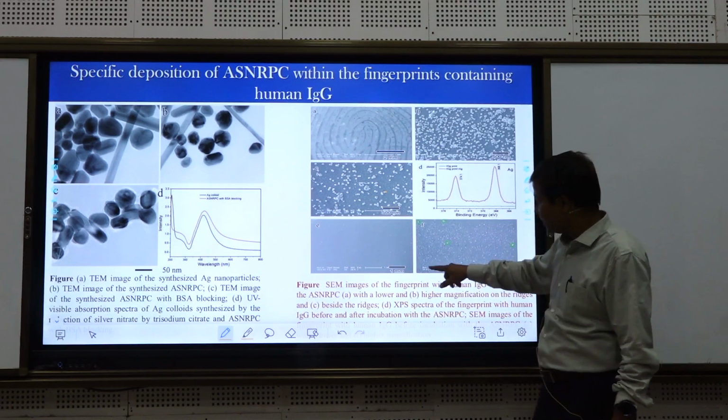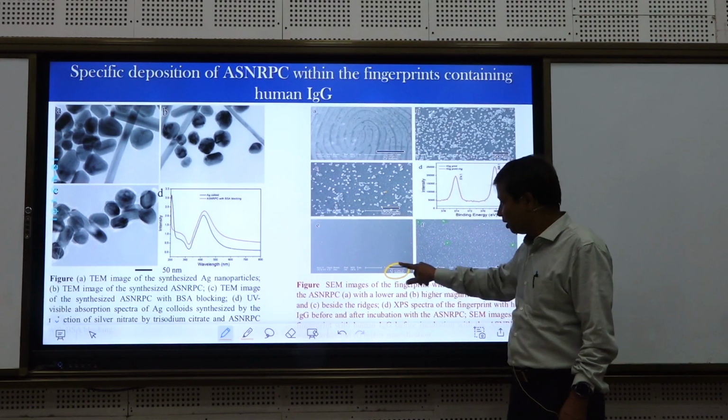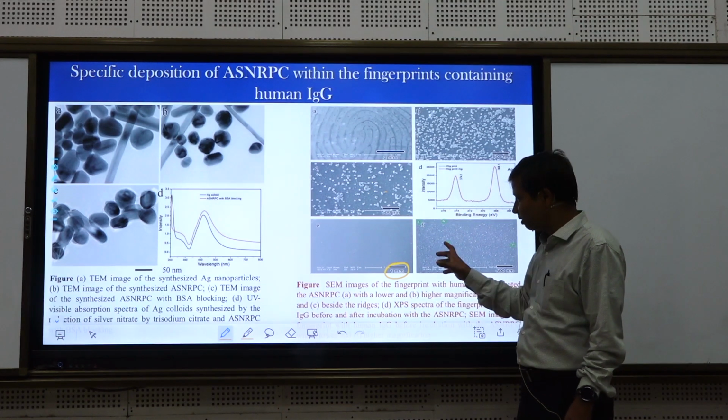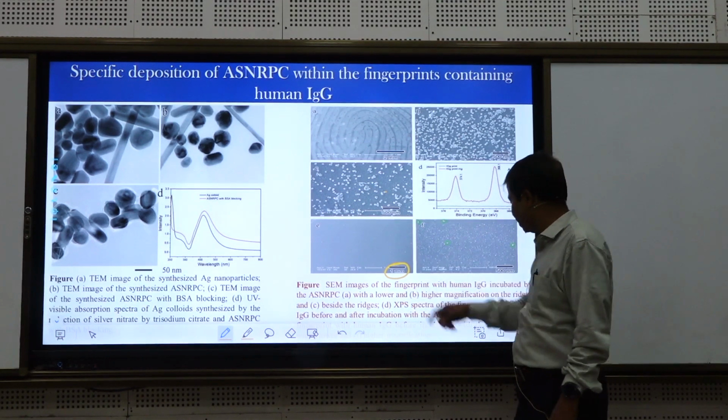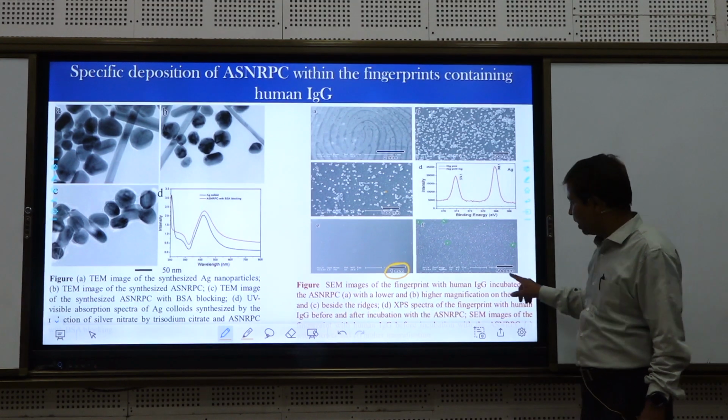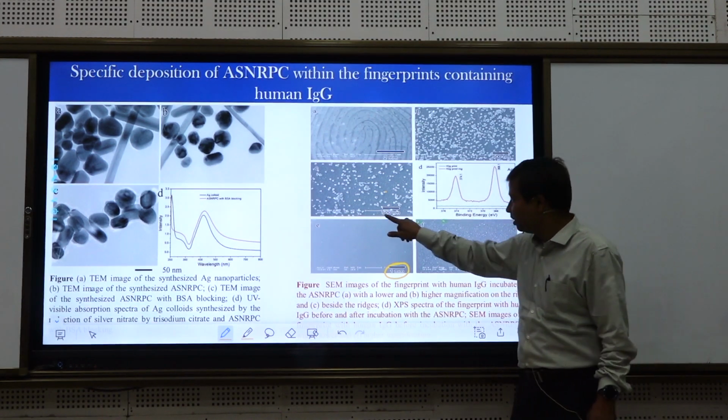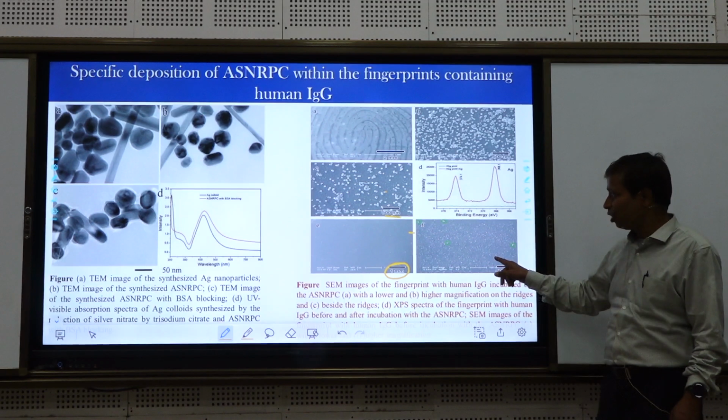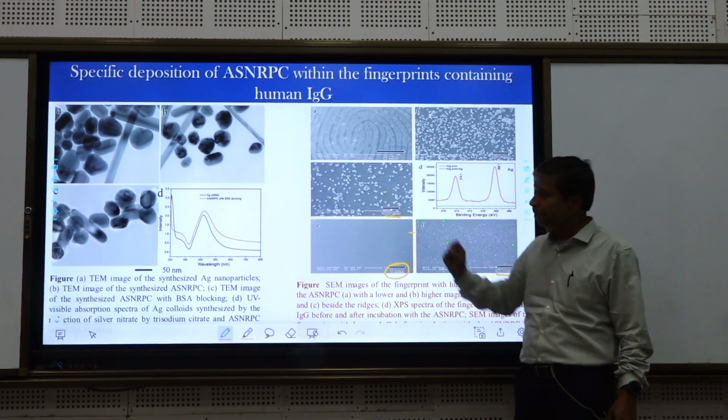Similarly, this is 1 millimeter. A 1 millimeter bar you are seeing. It is a not very zoomed one. This is again 500, and this is also 500. So this is smaller, and this is bigger.